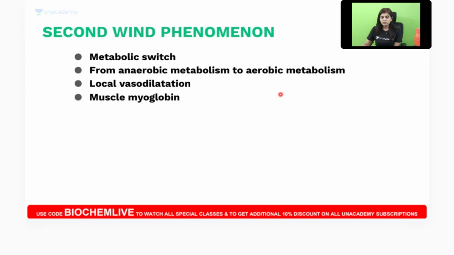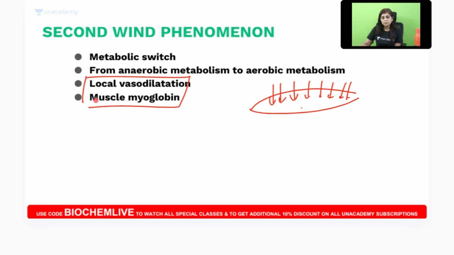So long I was telling you, whenever you do anaerobic exercise, it is just that the muscle is not able to get blood oxygen. Didn't I tell you that? The muscle is not able to get blood oxygen, but the muscle has got myoglobin, right? So that myoglobin can provide oxygen. So these are the two reasons for how it switches over from anaerobic metabolism to aerobic metabolism.